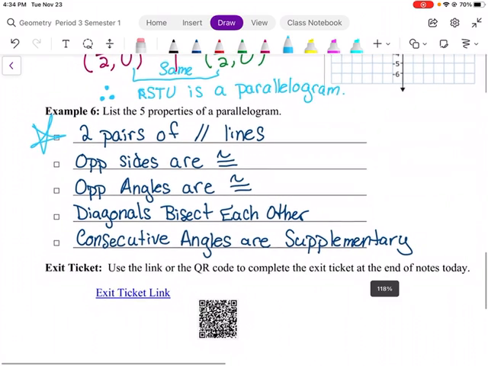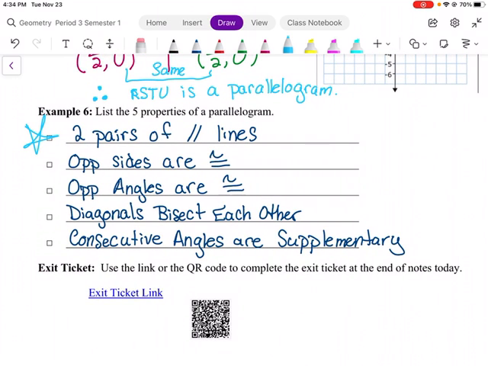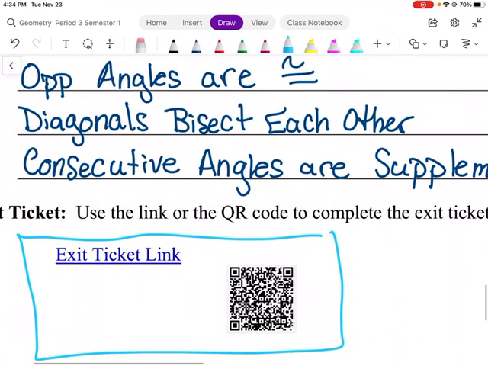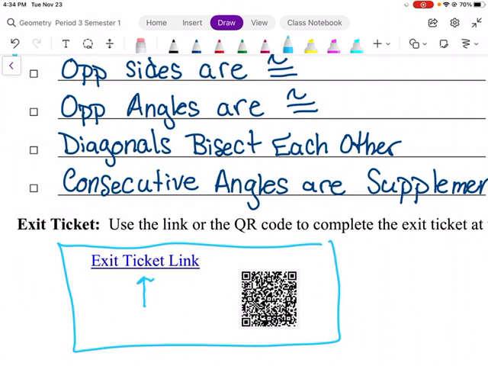All right. So the last thing to do before you complete the homework is to please complete the exit ticket at the end of the notes. If you're doing paper copy of notes, you can scan the QR code to get to the exit ticket. If you are using the digital notes, you can just click the exit ticket link right here and it'll bring you to it. And it's just like 4 short, quick questions to see how much you understood from the lesson and how much I need to cover again with you.